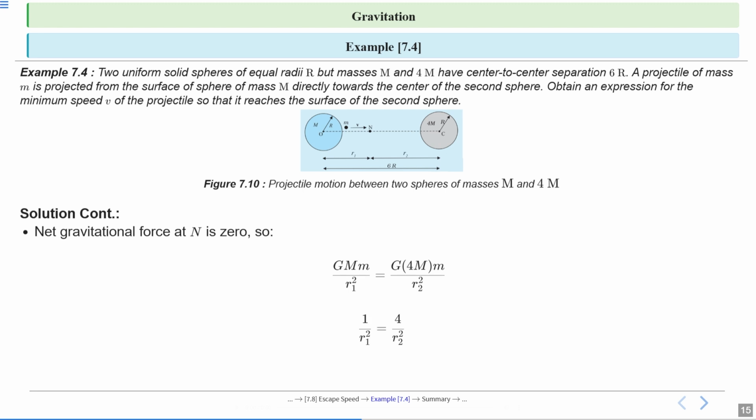So now let's simplify the equation. By dividing both sides by GM, we get 1 by r1 squared is equal to 4 by r2 squared. This equation shows the relationship between the distances r1 and r2, where the gravitational forces balance.